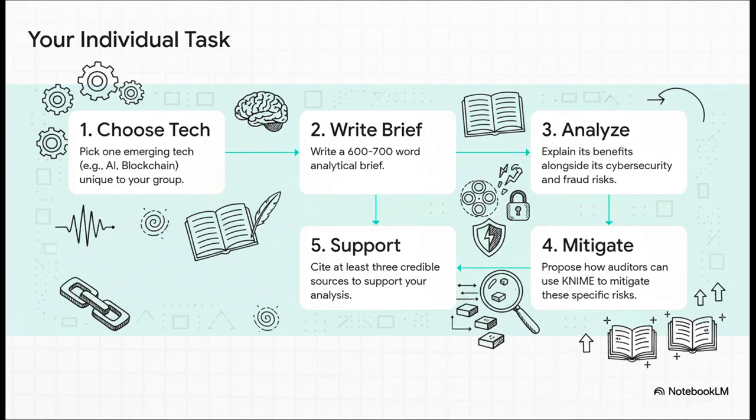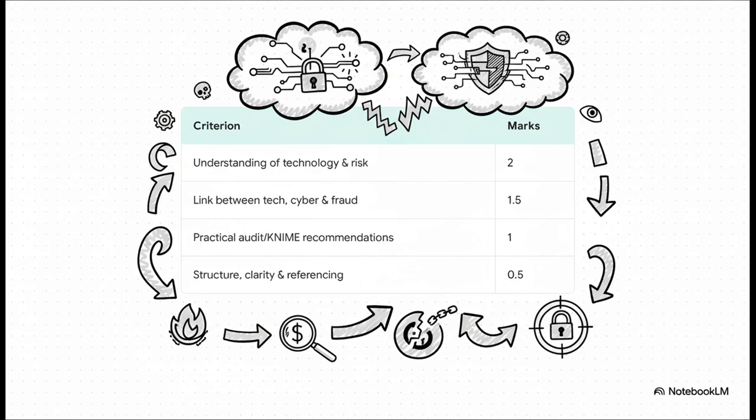Then you'll write a short analytical brief, about 600 to 700 words. In it, you need to look at the benefits, but also the big cybersecurity and fraud risks. Then you'll propose how auditors can actually mitigate those risks, maybe using tools like KNIME. And finally, make sure you back up your analysis with at least 3 credible sources. Pretty straightforward.